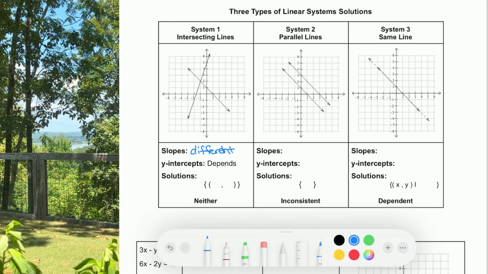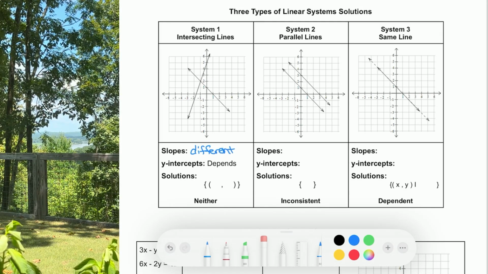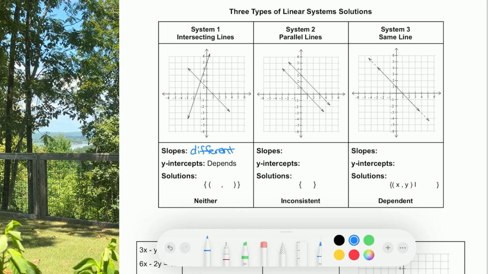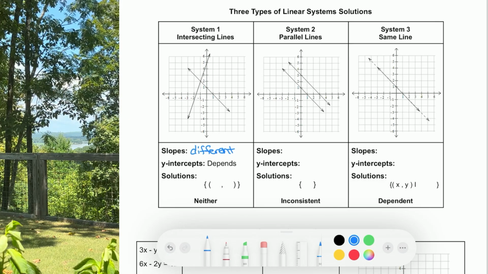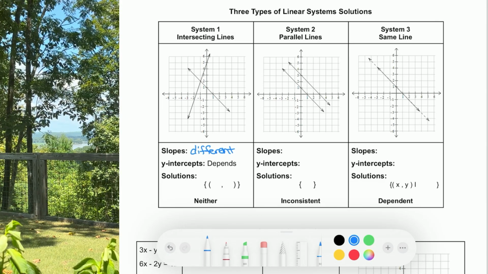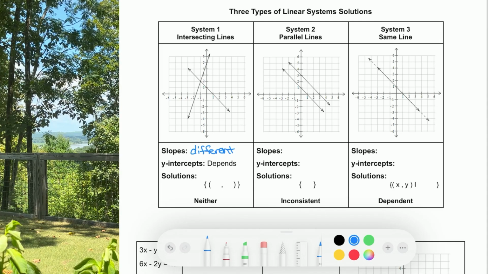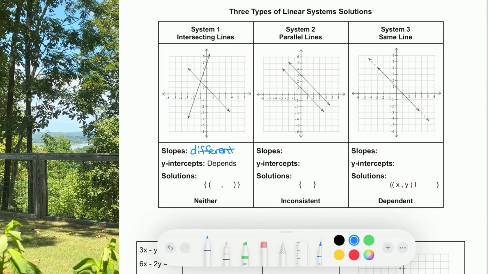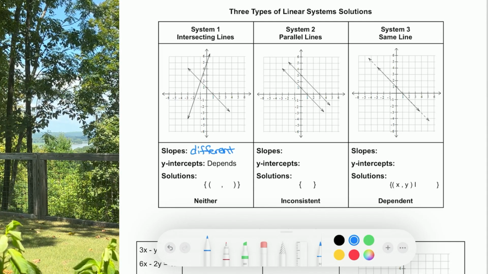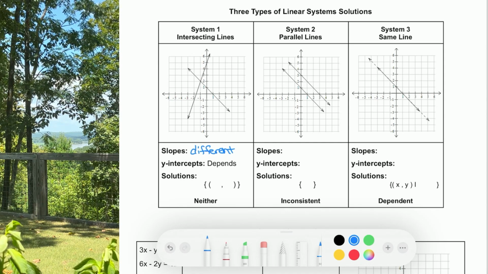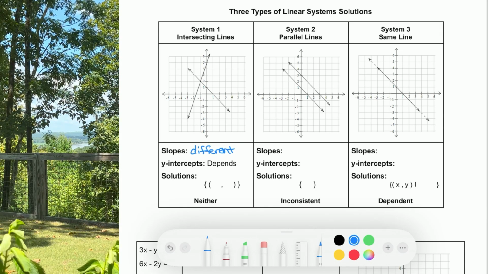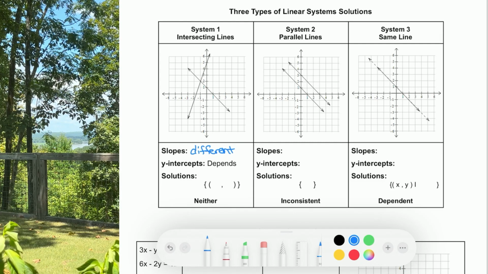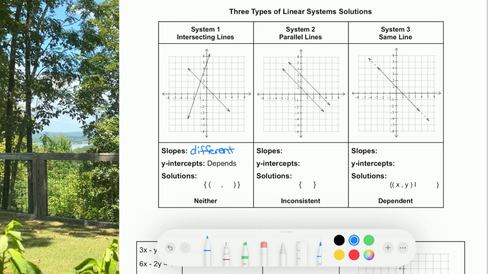Okay, your slopes are not going to be the same, and they're not going to be opposite sign reciprocals either. They're completely different. It's going to possibly have a y-intercept. Okay, it depends on the equation. Depending on if a line is a vertical line, you may not have a y-intercept for that vertical line, but you could still have intersecting lines if your other line intersects with it. So that's why I said it depends.